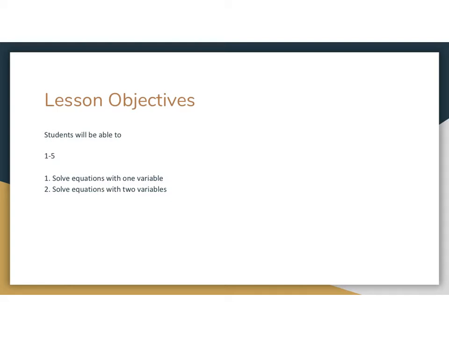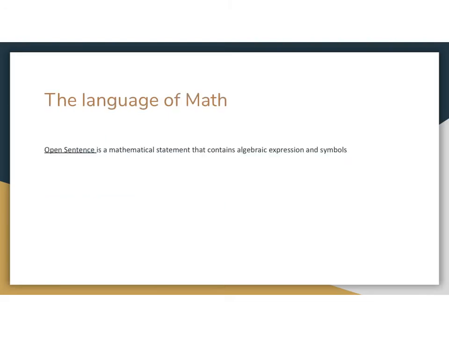Just a reminder, our lesson objectives today. We're going to be solving equations with one variable and solving equations with two variables. So make sure that it's in your notebook. As you remember from the first lesson, I talked about the language of math and how it is its own sort of language. We're going to be continuing on with that theme today.